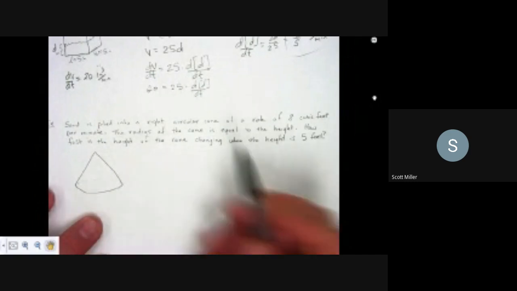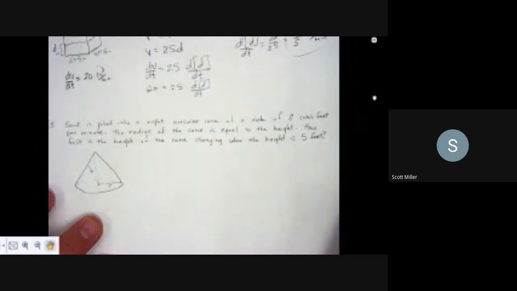So I have basically something that looks like that. Down here, from the center out, that is your radius. From here, that is the height of the cone. Okay? And so that is a picture of what our cone looks like.